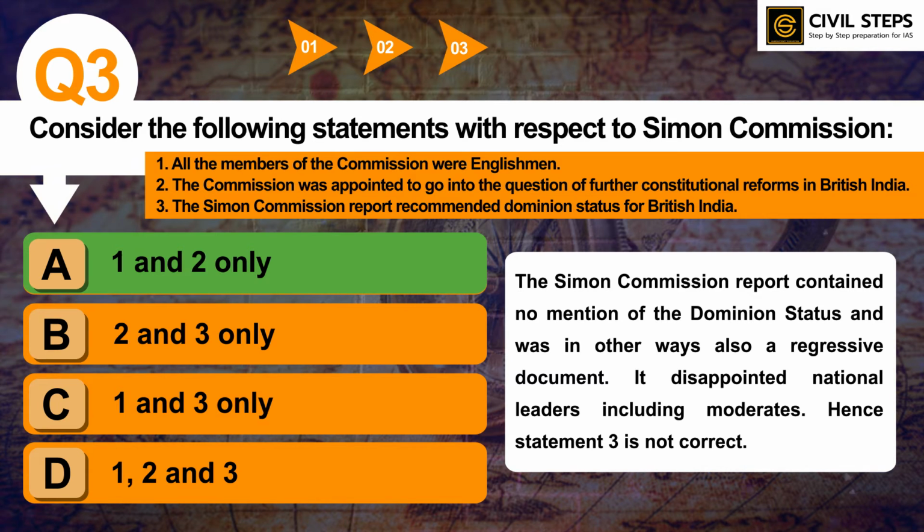So the answer is option A, 1 and 2 only. You should know about Simon Commission. So how many members were there in Simon Commission? Why was Simon Commission boycotted? There were many slogans against Simon Commission. One of the popular slogans is Simon Go Back. So that was all about question number 3.